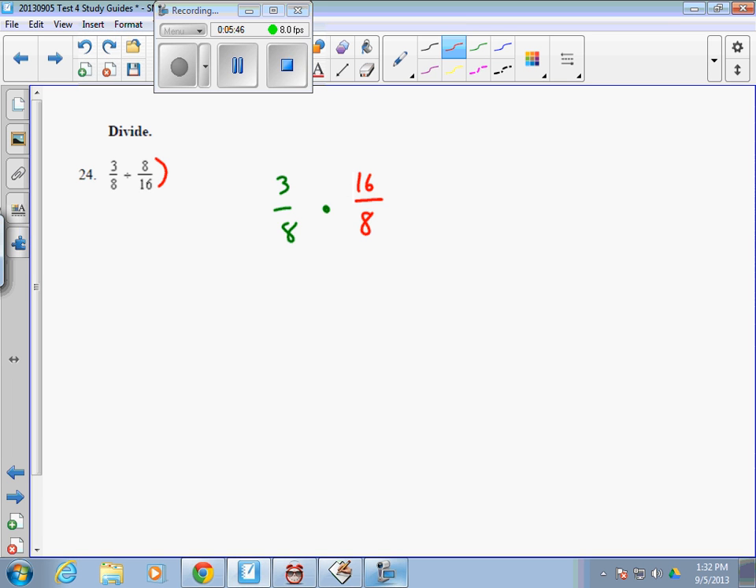You can cross cancel these. 8 goes into itself once, and 8 goes into 16 twice. Then when you multiply straight across, 3 times 2 is 6, and 1 times 8 is 8. You have to simplify this fraction. The number 2 goes into both. 2 times 3 is 6, and 2 times 4 is 8. We can divide 2 by 2, cancel out. We're left with 3 over 4 for this one.